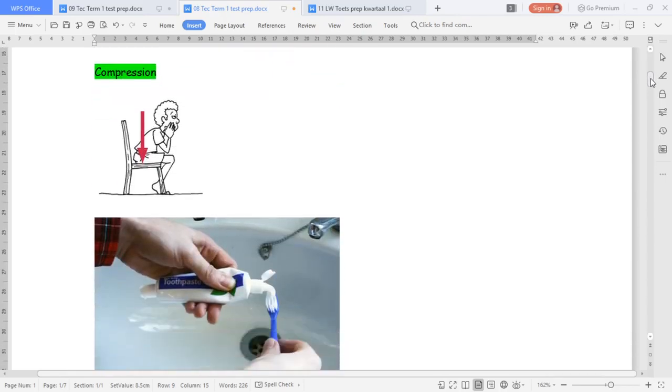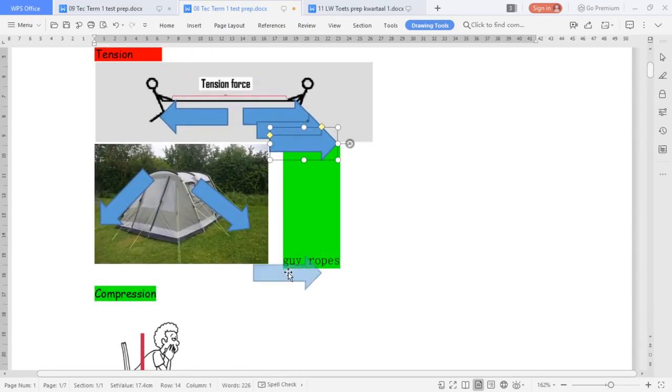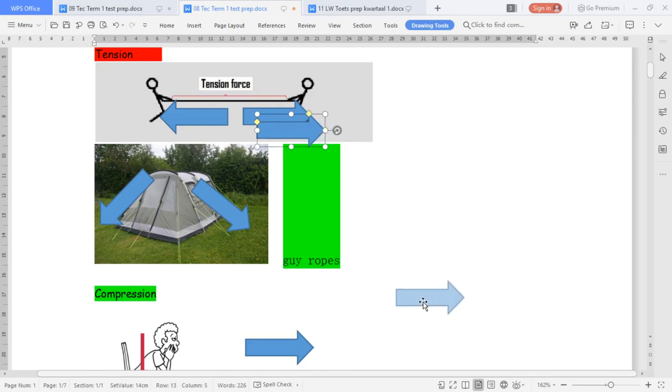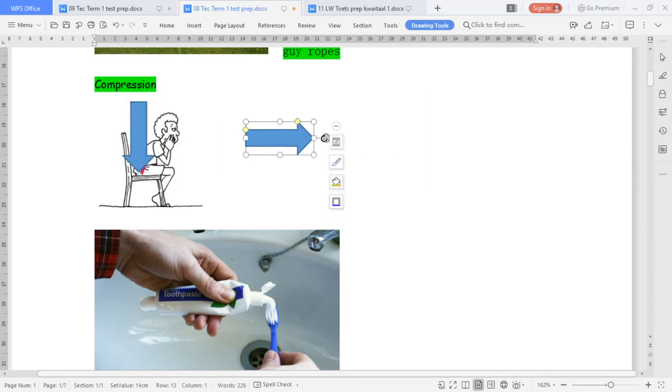So let's have a look at compression. Here with compression is if you move two things towards each other. So first of all, we've got this guy here that's sitting on a chair. Let's just go back down. We've got this guy sitting here on the chair, and on the one hand we've got him sitting down, so it's a force going downwards. And on the other hand, we've got gravity, which goes from that side. So it is compression, because the two forces come from different directions and meet in the middle.